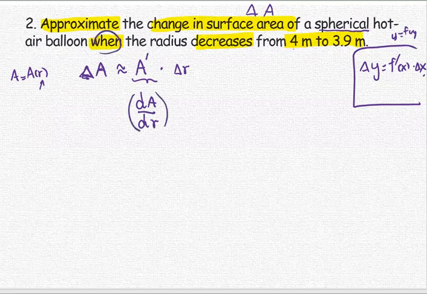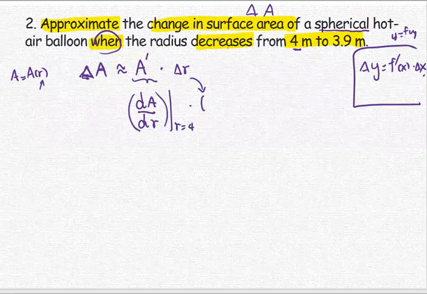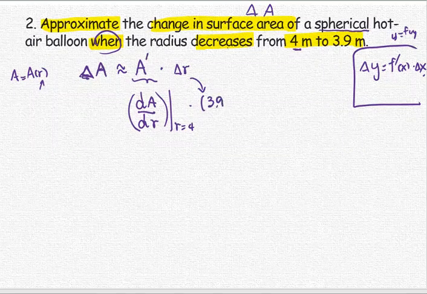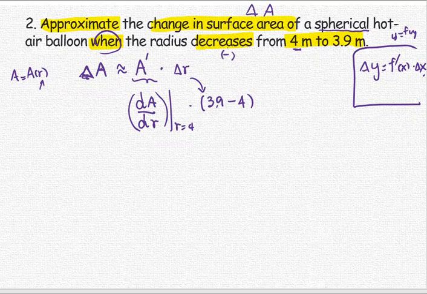We evaluate when r equals 4, and then multiply by the change in r. Since the radius decreased to 3.9, the change is 3.9 minus 4. That tells us about the negative side, because it's decreasing. So delta A is approximately equal to the rate of change of A with respect to r multiplied by the change in r, which is negative 0.1. Okay, that's the setup.